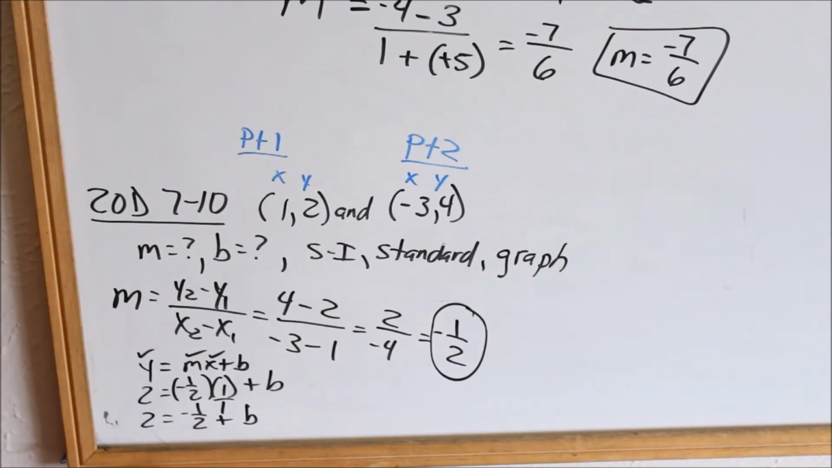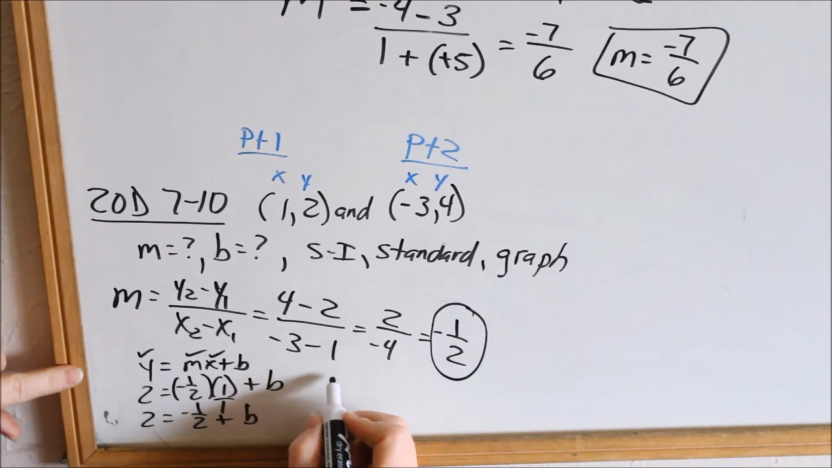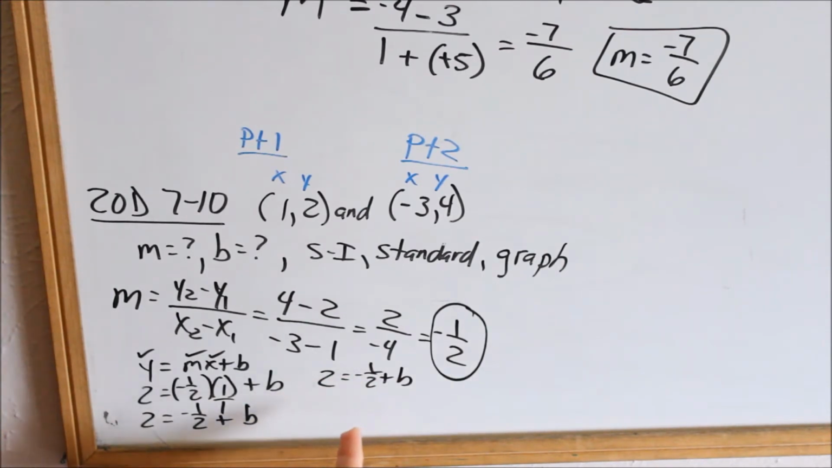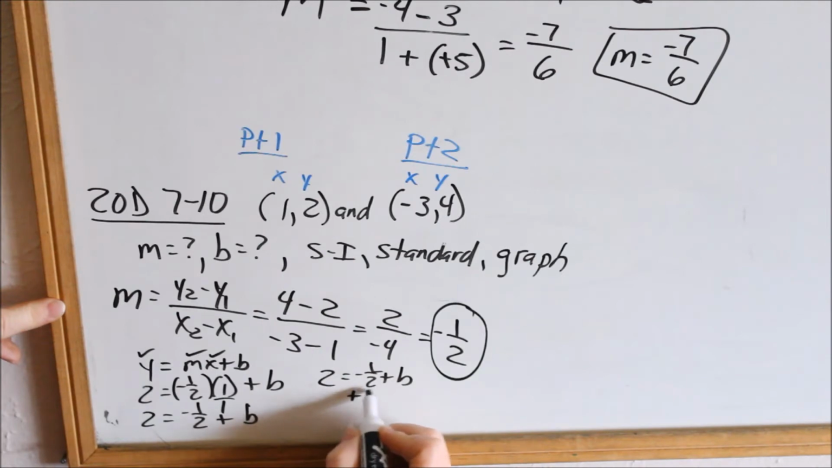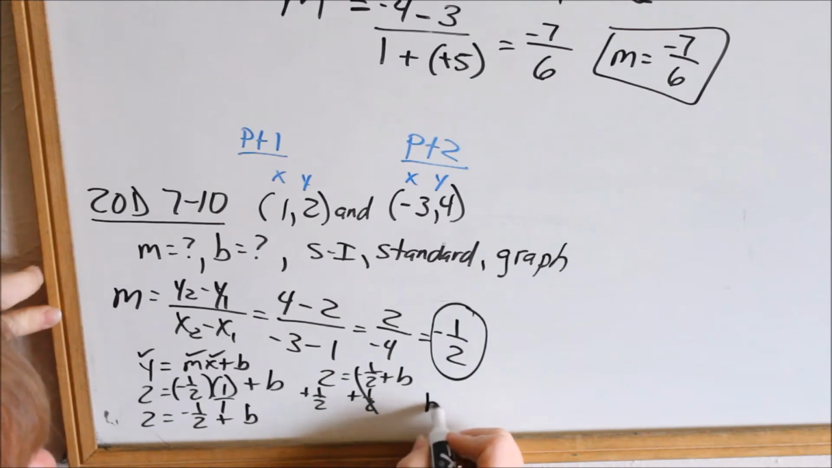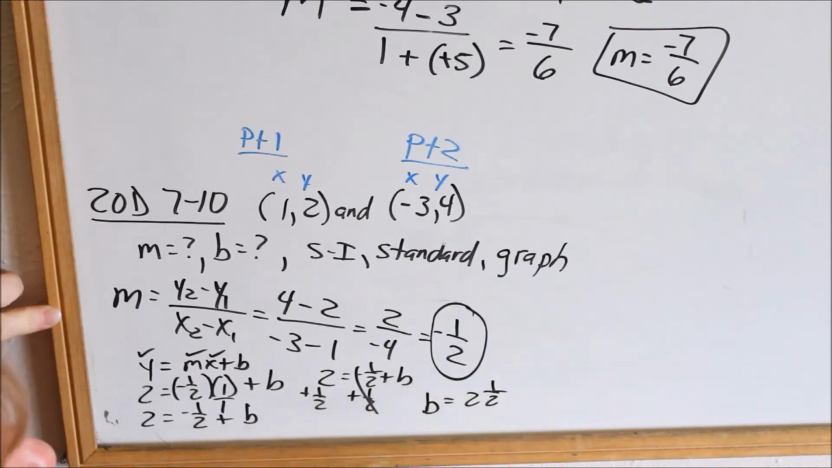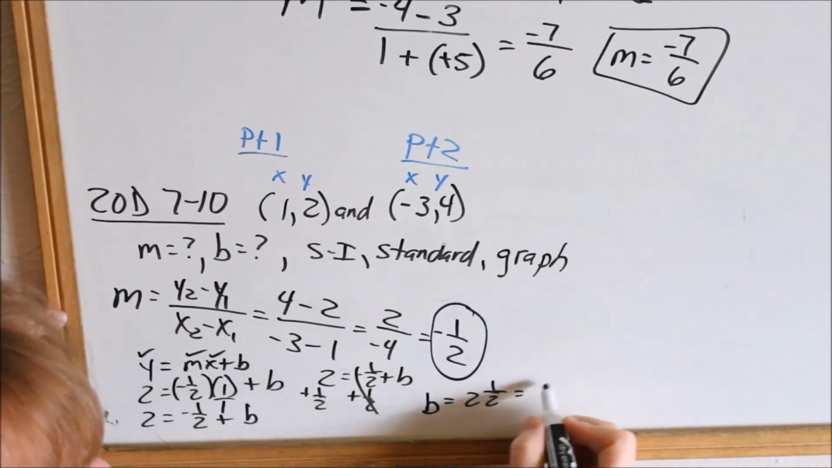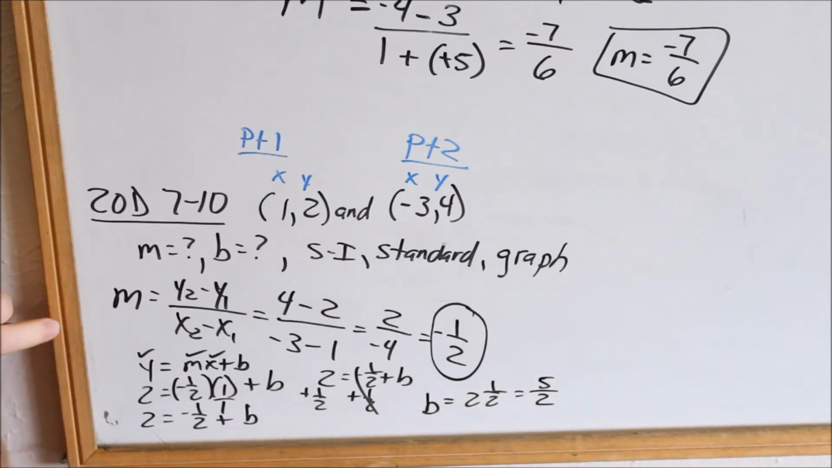I'm trying to solve for b, so I need to add 1/2 to the other side. So I have 2 equals negative 1/2 plus b, and adding 1/2 to the other side, you can either turn your whole number 2 into a fraction and make common denominators, or 2 plus 1/2 is b equals 2 1/2. But I'm going to change that into an improper fraction. 2 times 2 is 4, plus 1 is 5, so it's the same thing as 5/2. So b equals 5/2.